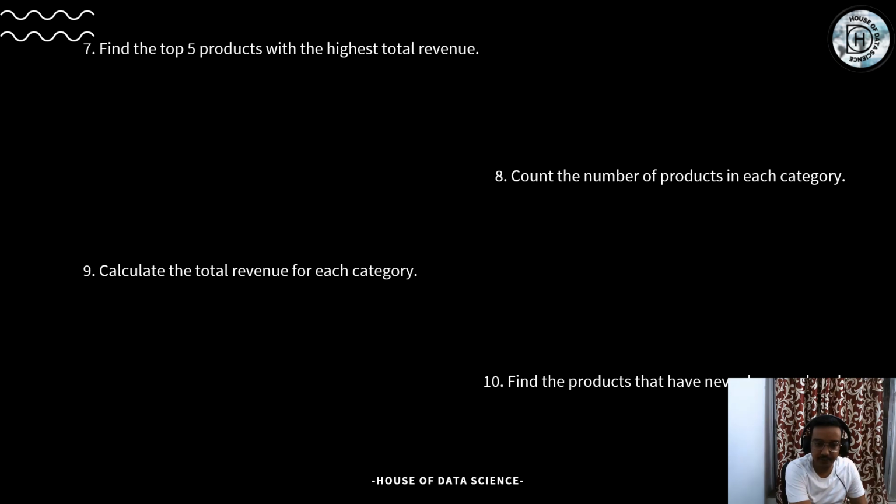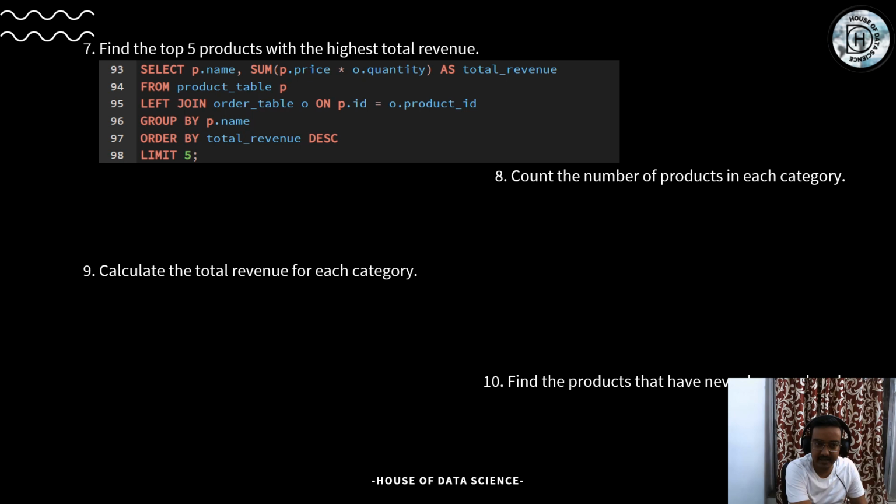Now there are few more questions which we'll quickly go through. Find the top 5 products with highest revenue. So again here limit 5 will be there, rest same, price into quantity, and we are again using the product and the order table. So product and order table is used and top 5 is found.